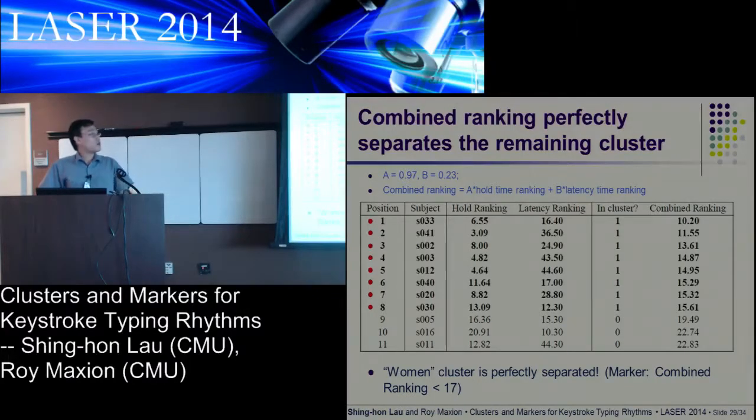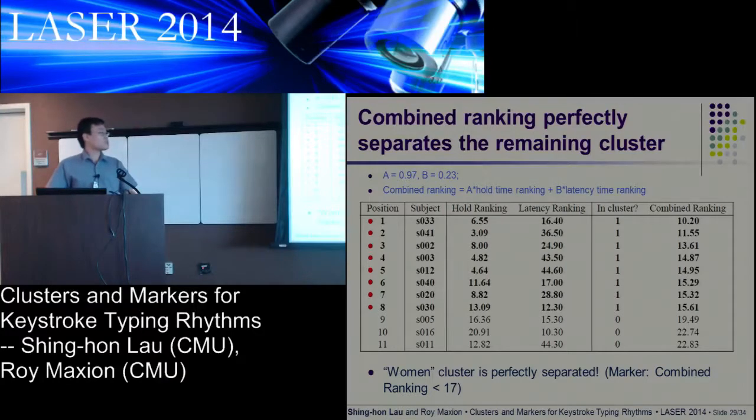0.97 for A, 0.23 for B. We can compute the combined ranking based on this, and that's actually what you see in the table. From left to right, you have the position, the subject, the hold time ranking and the latency time ranking, which you already saw. And now you have a column that indicates whether or not the subject was in the women cluster. And then finally the combined ranking, which is computed according to the formula.